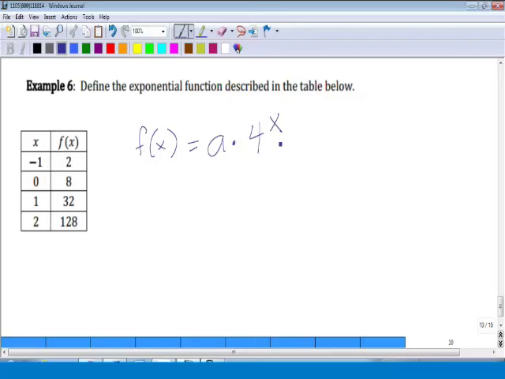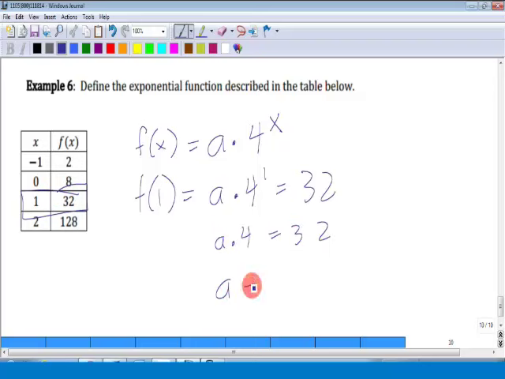We go with 1. So f of 1 equals a times 4 to the 1st power, which equals 32, according to the way this is defined. F of 1 equals 32. So that means a times 4 equals 32. So I'm thinking a is 32 divided by 4, which is 8. So the function we want, f of x equals 8 times 4 to the x.